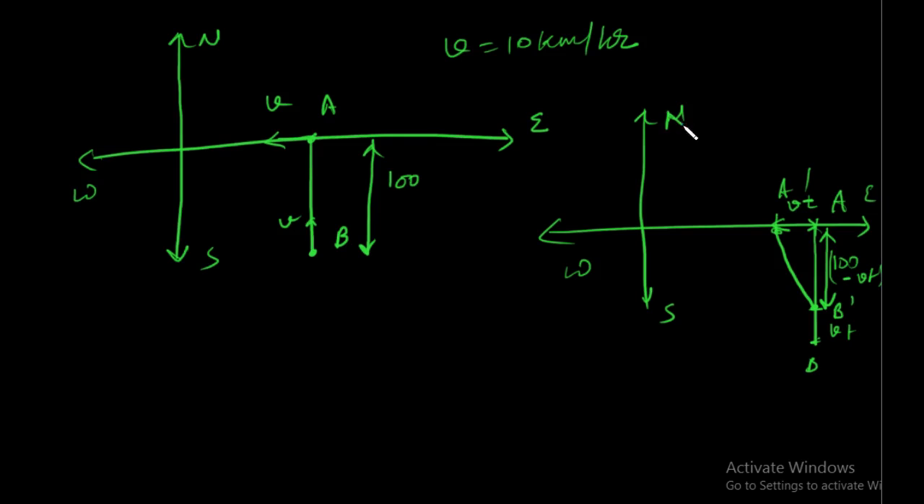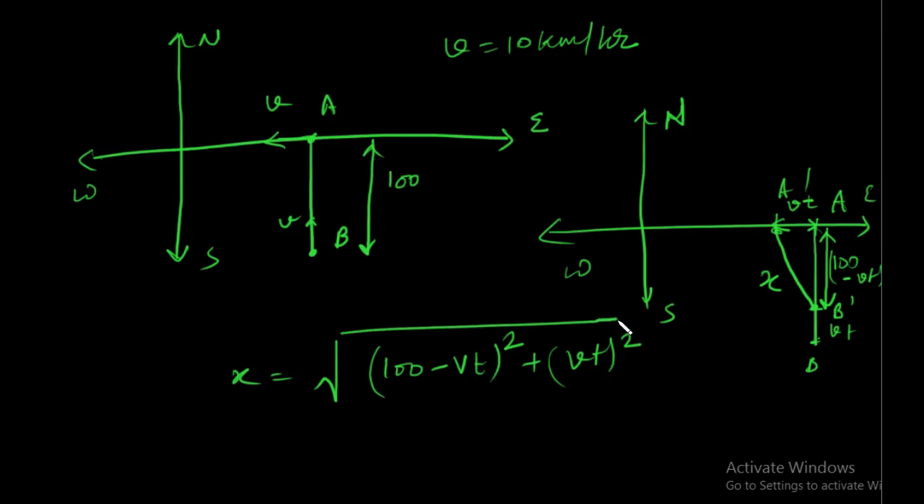Okay, so now the distance x, suppose x would be equal to root under (100 minus Vt) whole square plus (Vt) whole square. Okay, by Pythagoras theorem, (100 minus Vt) whole square plus (Vt) whole square.